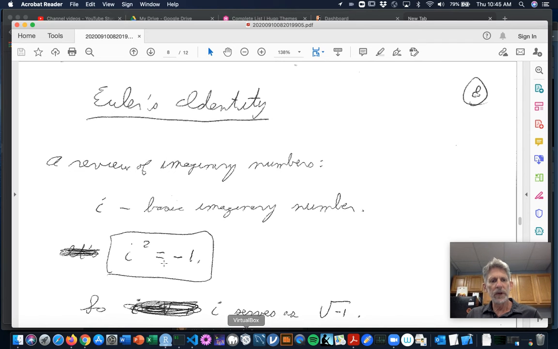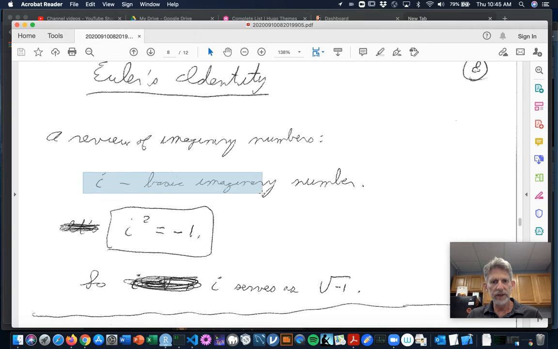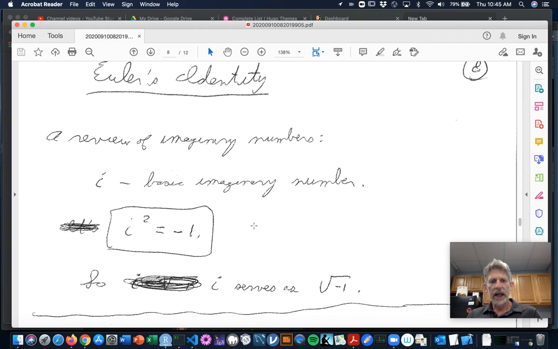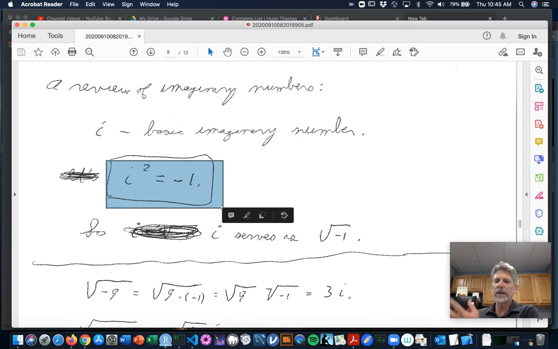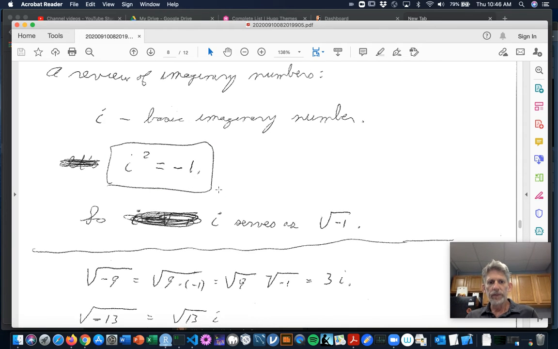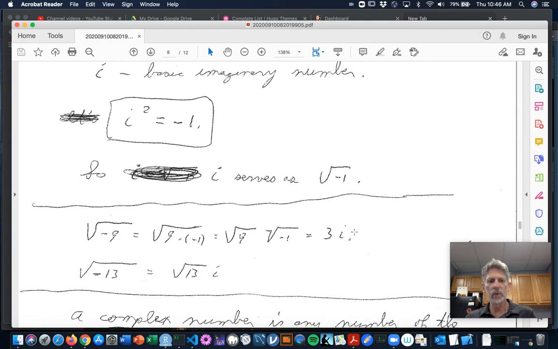You remember the number i is your basic imaginary number, and it just comes totally out of left field, and all it says about itself is that when you square me, I'm minus 1, okay? And so basically, i comes in to serve as the square root of minus 1, because there is no real number that you could square to get minus 1. i serves as the square root of minus 1.